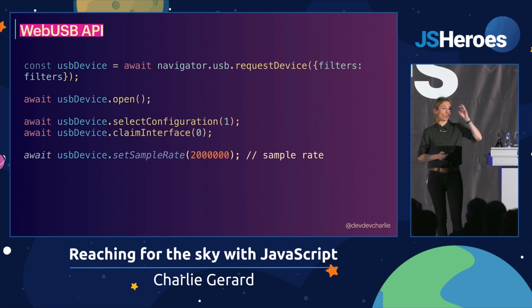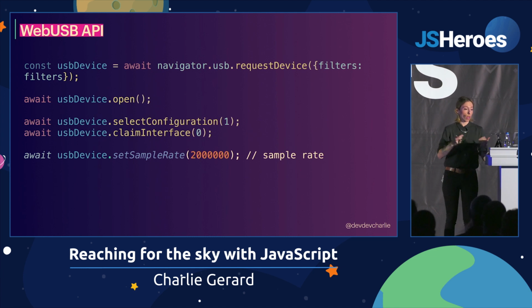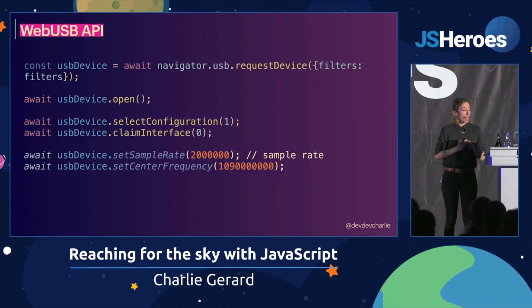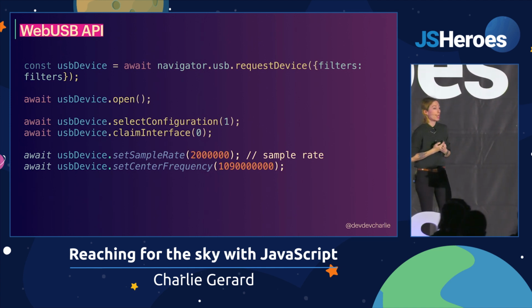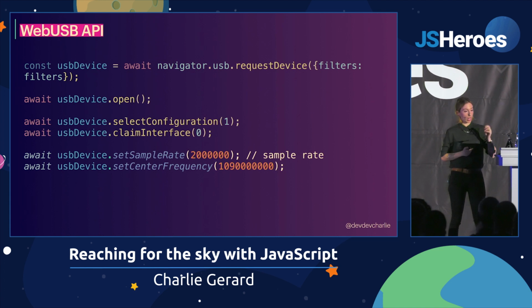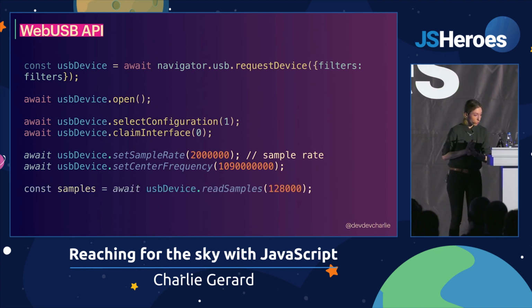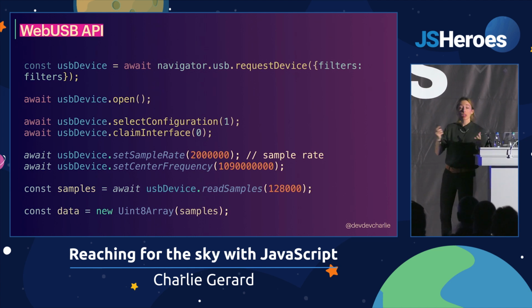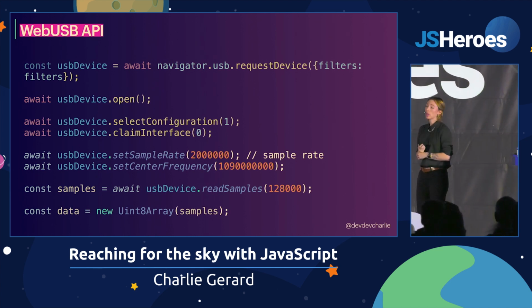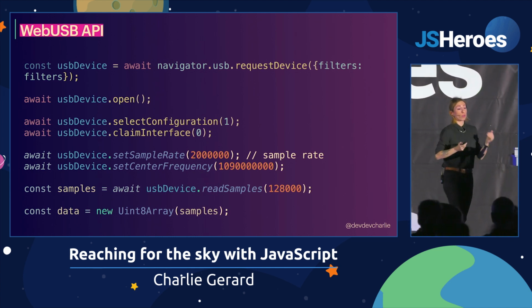The rest of the code is abstracted into set. I would call set sample rate to indicate the amount of data that I want to track, and then set the frequency. So the center frequency is going to be our 1090 megahertz, which is the one at which the ADSB signals are transmitted. And then you would read the samples, which returns an array buffer. And to be able to read the values inside it, you transform that into an array of 8-bit integers.